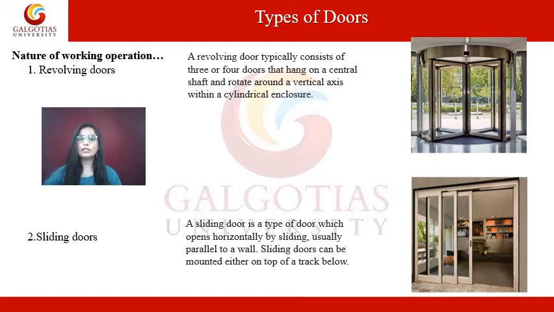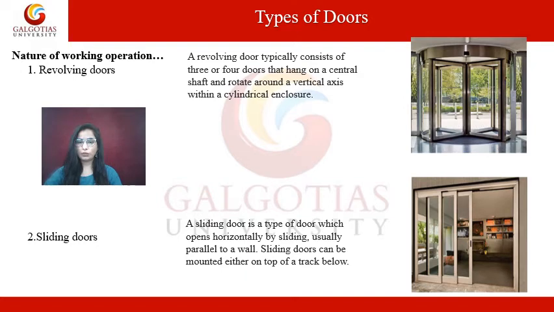Revolving door typically consists of 3 or 4 doors. As you can see in this image, these are the 4 doors that hang on a central shaft and rotate around a vertical axis within a cylindrical enclosure. Here you can see clearly the example of the revolving door.